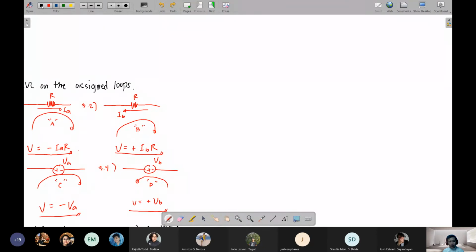Okay, step number 5. For step number 5, you're now going to solve. Okay? Solve the unknown currents. So this is the time that you get the answer. Okay, solve the unknown currents.